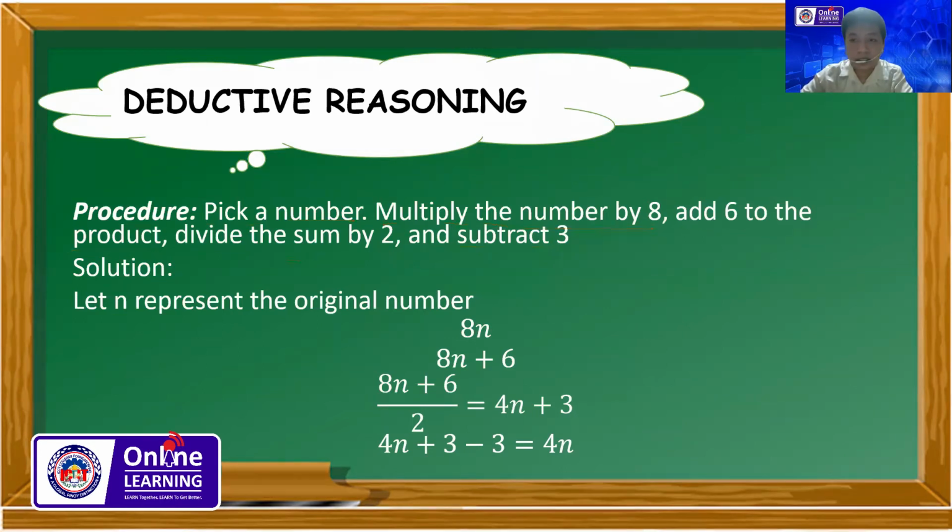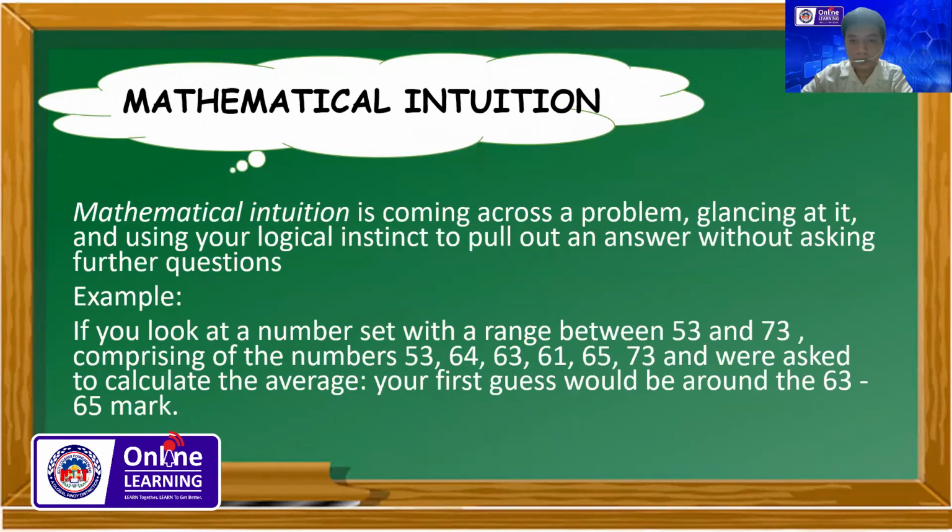Now, after that, let us proceed to the next. Okay? So that is what we call mathematical intuition. If we say mathematical intuition, it is coming across a problem, glancing at it, and using your logical instinct to pull out an answer without asking further questions. Again, if we say mathematical intuition, that is logical instinct. Now, for us to understand further, we have here the example.